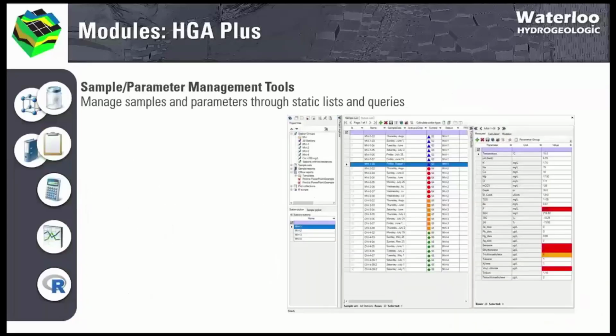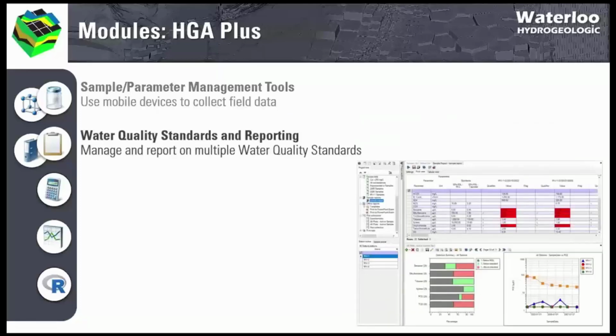Very new to HGA 9, we've introduced a new edition called HGA Plus, which includes a large number of new modules. The first of which is a series of modules that allow you to manage and interact with samples. So you can create lists of samples and then parameters. These are all query-driven or can be static as well.